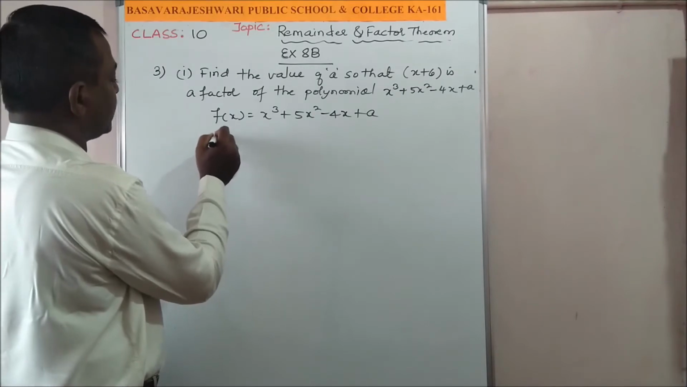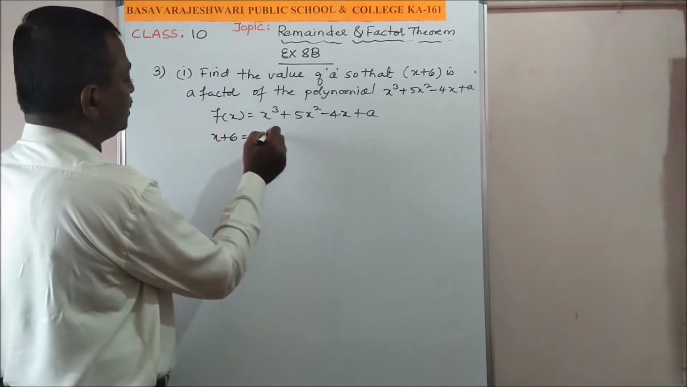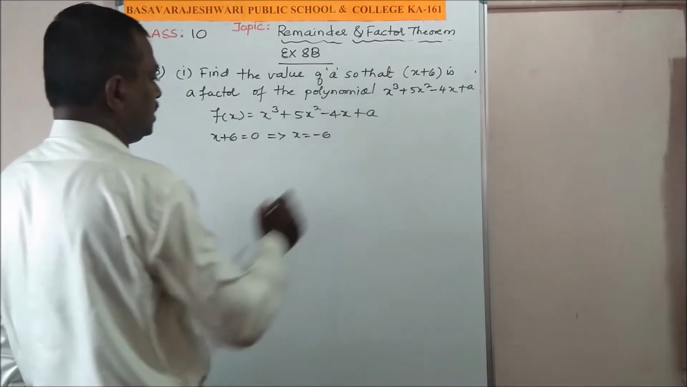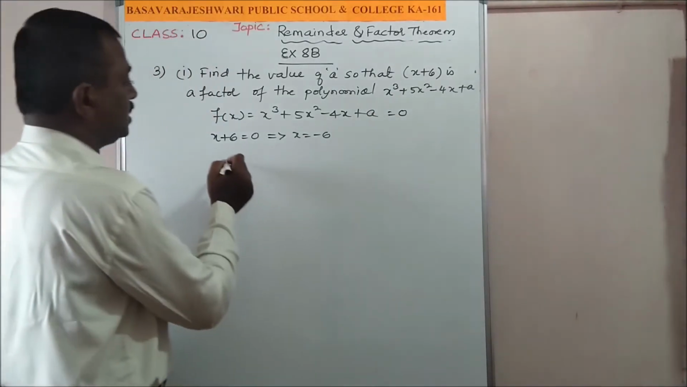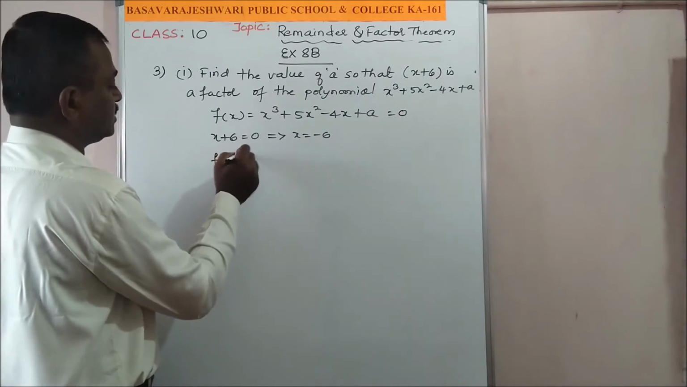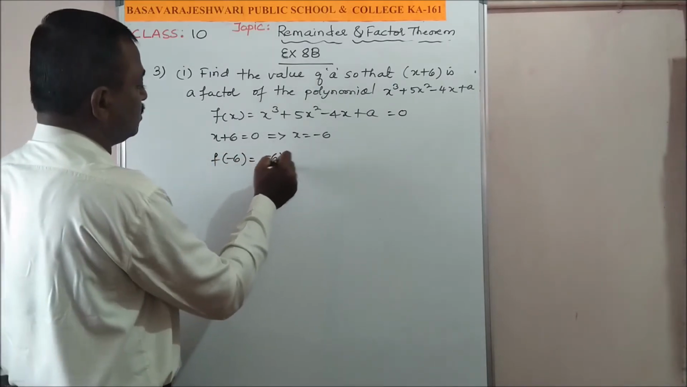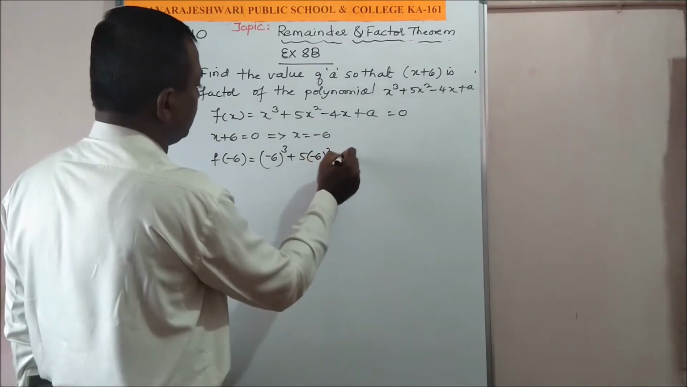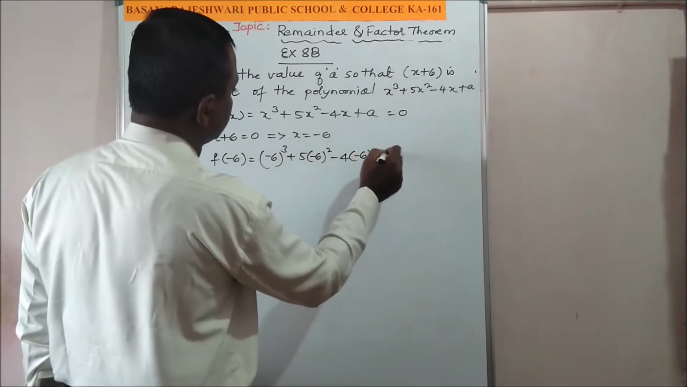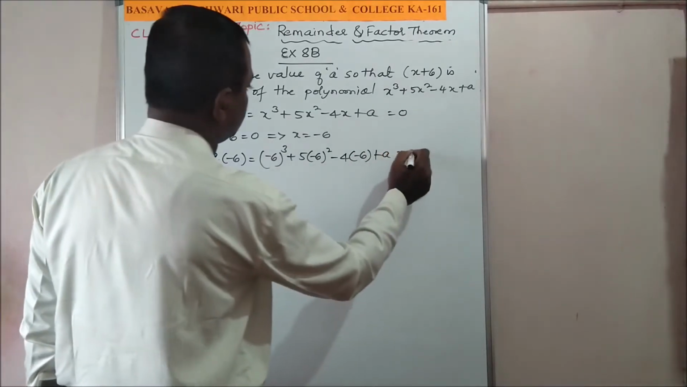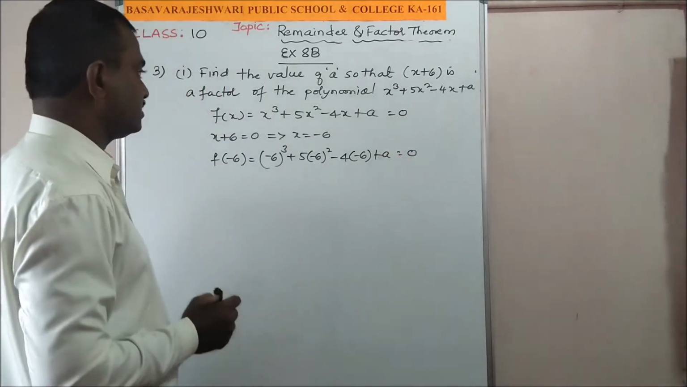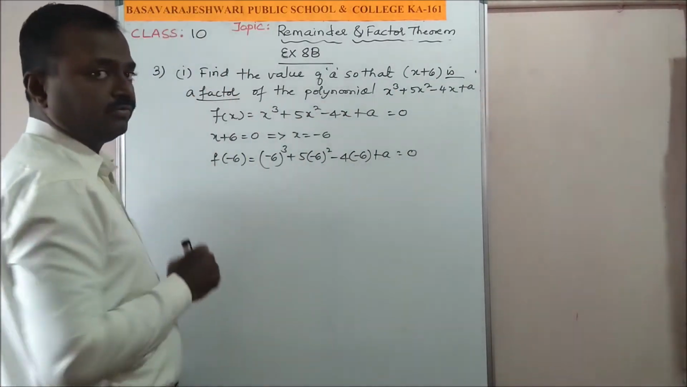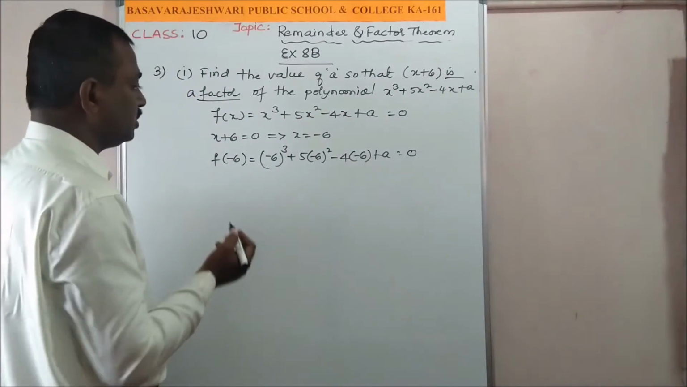So divisor is x plus 6, that is equal to 0. This implies x is equal to minus 6. It should be equal to 0. So f of minus 6 is equal to minus 6 whole cube plus 5 into minus 6 whole square minus 4 into minus 6 plus a is equal to 0. Because it is a factor they are saying, isn't it? Therefore, we can equate to 0. Remainder should be 0.